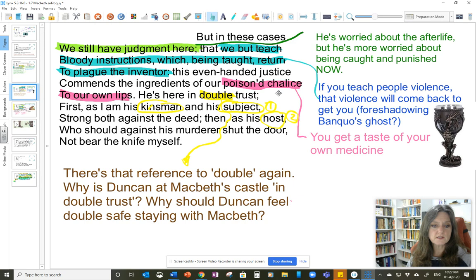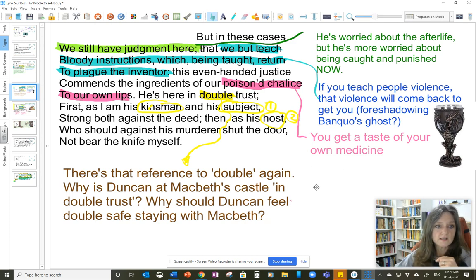And we've noticed that throughout the play, we have reference to the word double, don't we? Remember, Lady Macbeth said not that very long ago in the play, everything's done double. The witches, double toil and trouble. They're doing everything double. We have 3 and 3 makes 9 in the witches' spell, so we're kind of doubling up and tripling up on those numbers. And here we get this double. He's here in double trust.